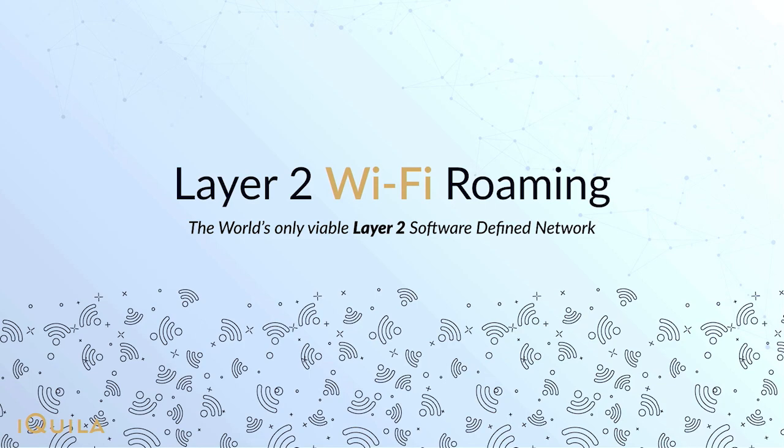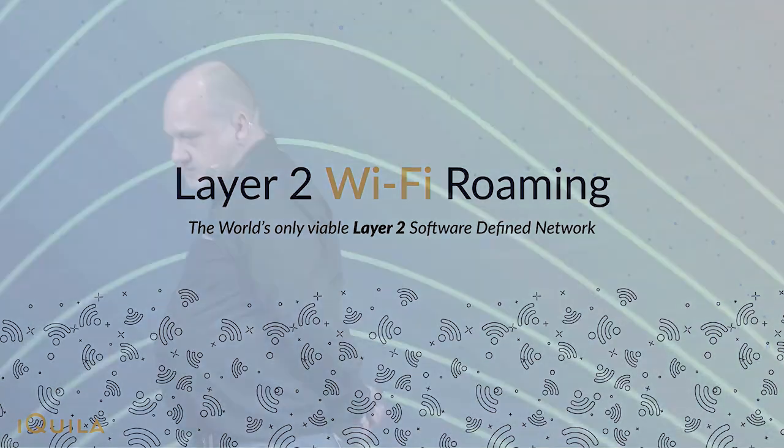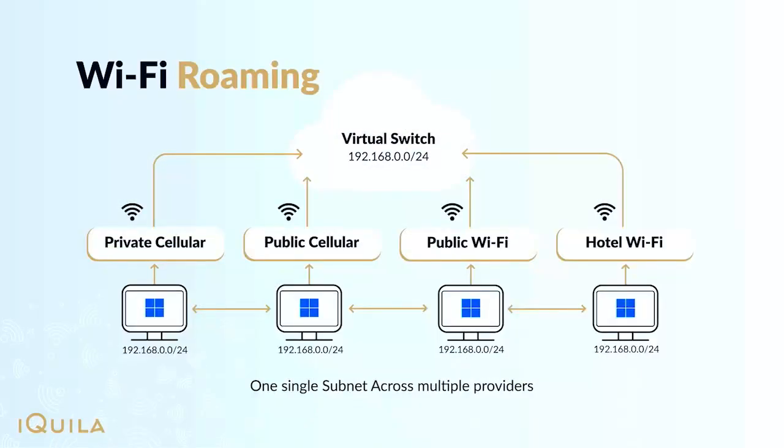Layer 2 Wi-Fi roaming, that's why we're here today. We can seamlessly roam across multiple networks, from private cellular to public cellular, public Wi-Fi, hotel Wi-Fi. You can seamlessly roam from any network, but still stay on your corporate network. We can deliver the same layer 2 segment. Your device can keep its same MAC address and IP address, no matter where it roams.